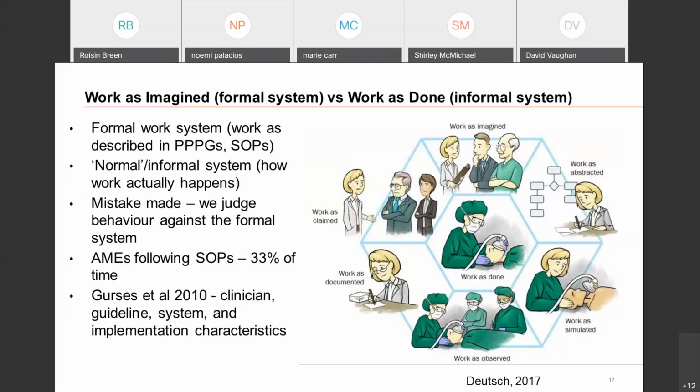And I suppose what we need to be careful about is which system we judge people against when we do make mistakes, and I'll talk a bit about safety culture in relation to that. We tend to judge against the formal system when people make mistakes, so without the full understanding of the entirety of the system.